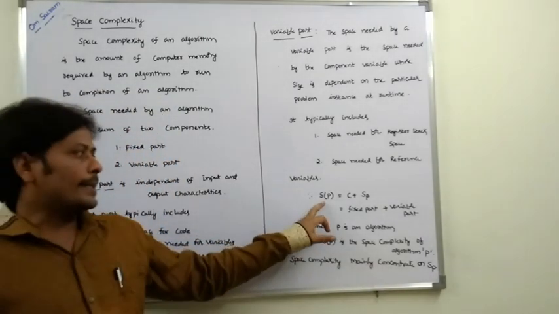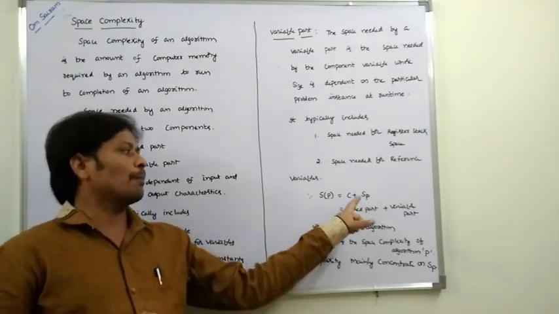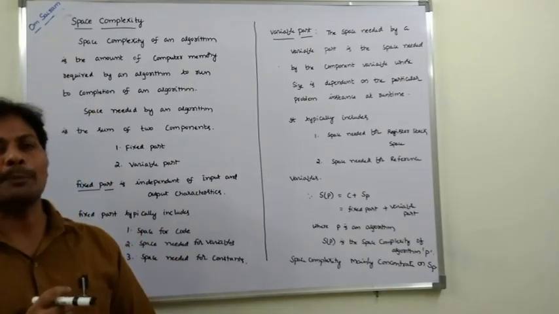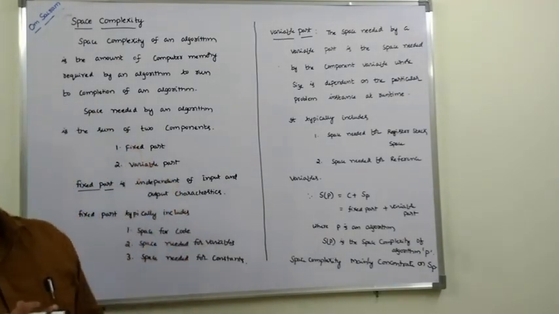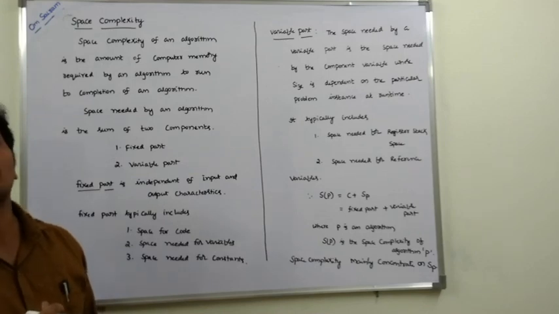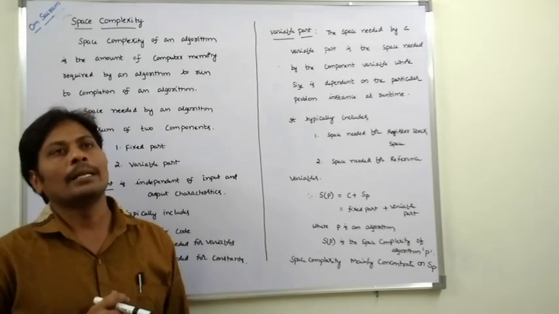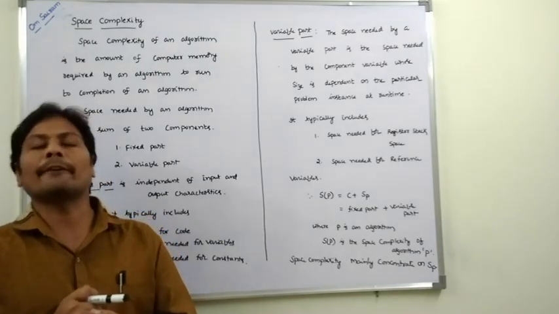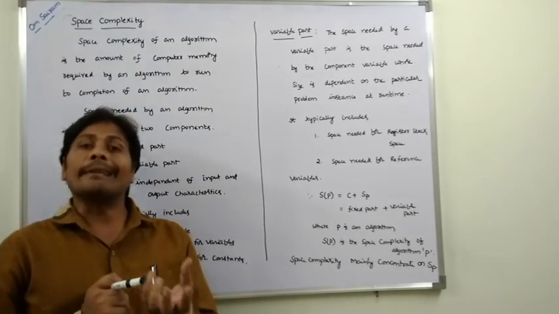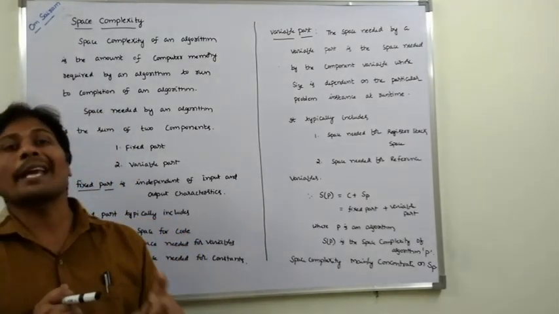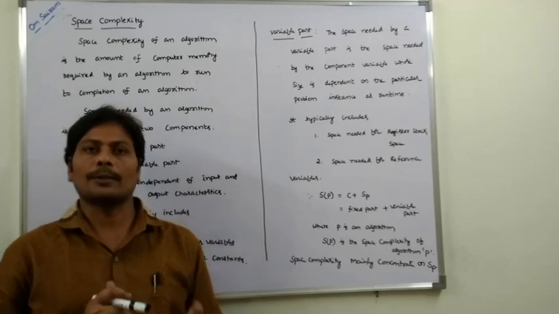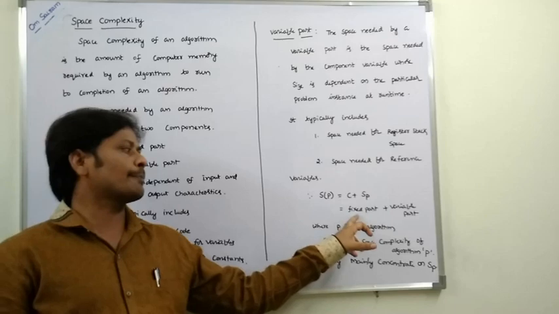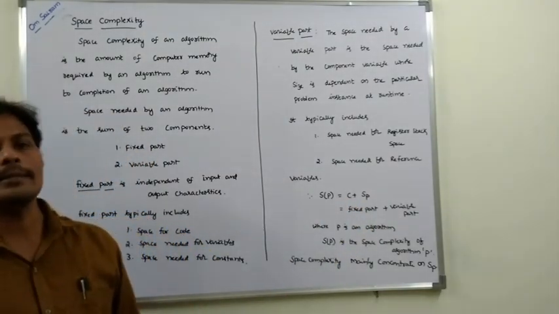So S of P is equal to C plus S suffix P, where C is called the fixed part. So here fixed part is independent of input and output characteristics. Fixed part typically includes the space needed for the code, space needed for the variables, and space needed for the constants. So the total sum is called as the fixed part. This part is indicated by letter C.